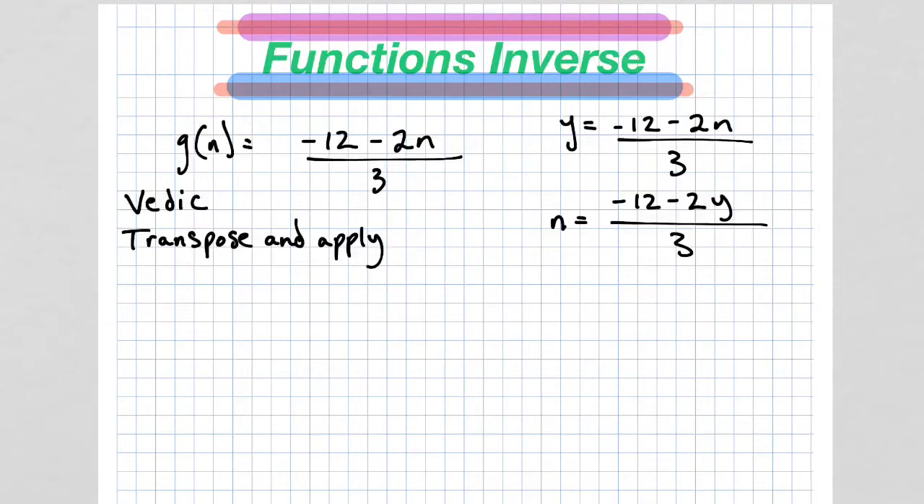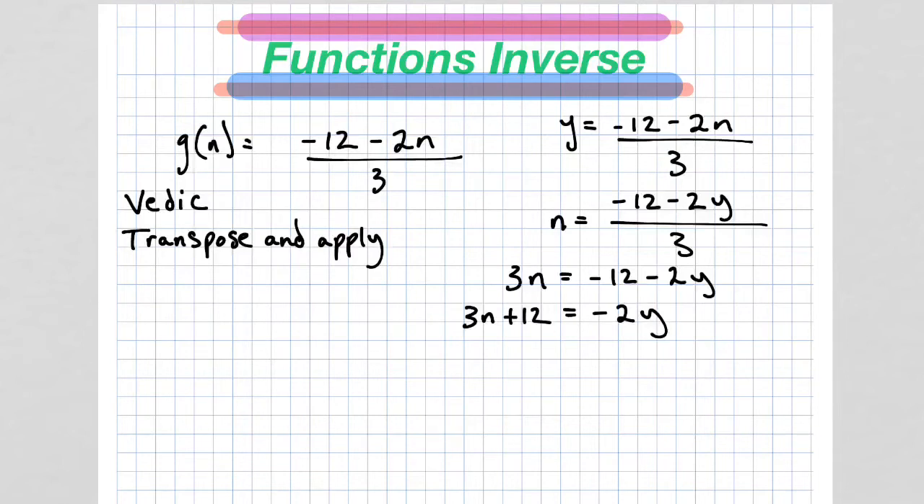So our first step is, since we're dividing by 3, we need to multiply both sides by 3. So now we have 3n equals negative 12 minus 2y. Step number 2, we want to add 12 to both sides. We're reversing, right? Here it's being subtracted, so we reverse that and add 12 to both sides. So now we have 3n plus 12 equals negative 2y.